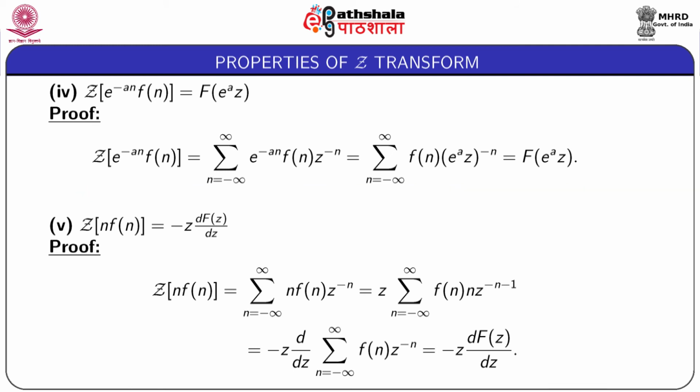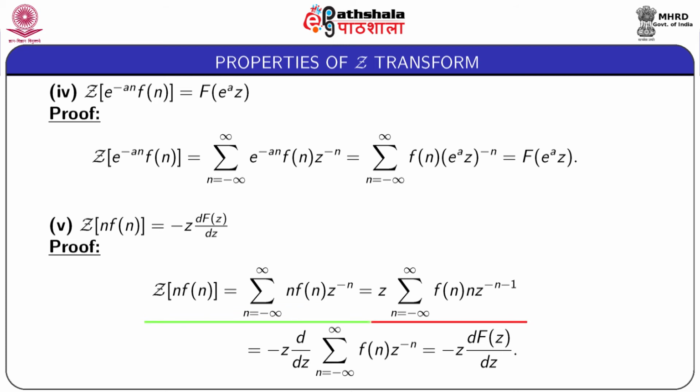Fifth property is to prove that the Z transform of n f(n) is equal to minus z d/dz of capital F(z), where capital F(z) is the Z transform of small f(n). For proof, we start with the Z transform of n f(n), which according to the definition is summation n equal to minus infinity to plus infinity n f(n) z to the power minus n.